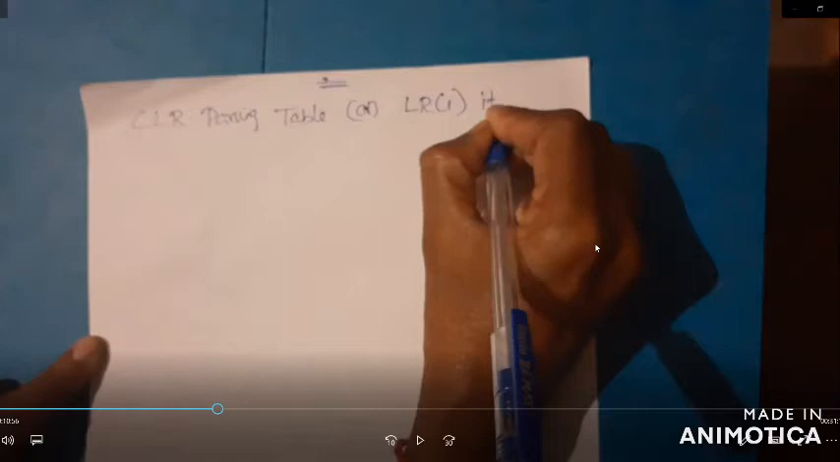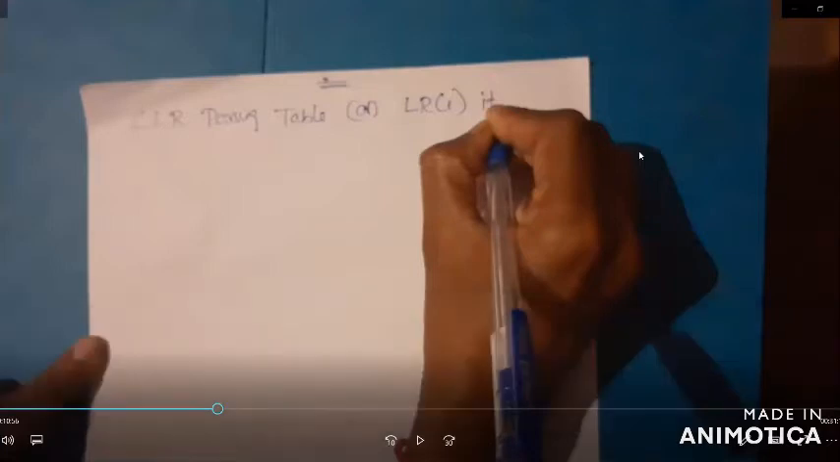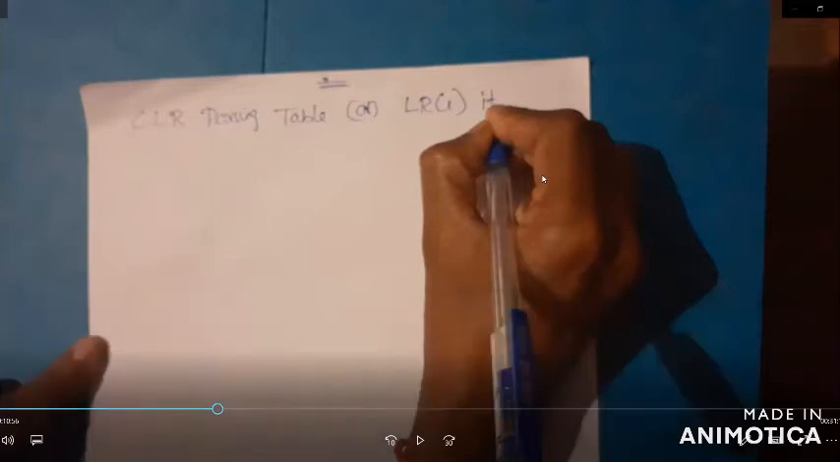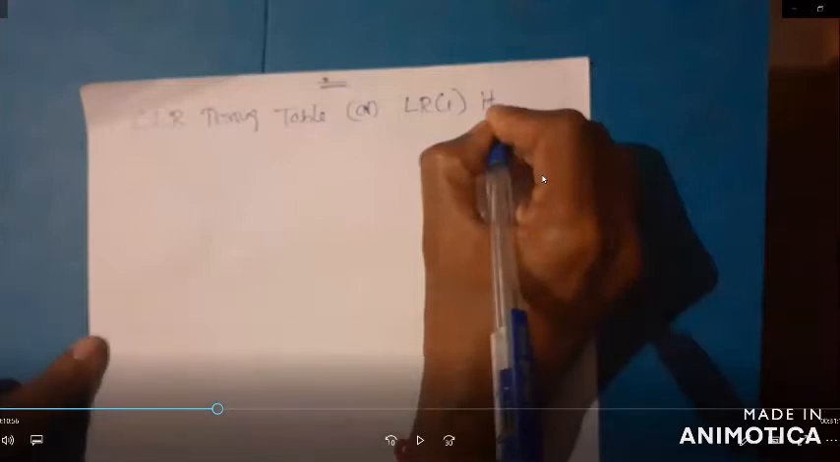So what is a CLR parsing table? A CLR parsing table is nothing but the LR(1) item. In that LR(1) item, we have to check two things. One thing is the LR(0) item, which is everything you do for the SLR parsing table construction. After that, the second function is the lookahead function.